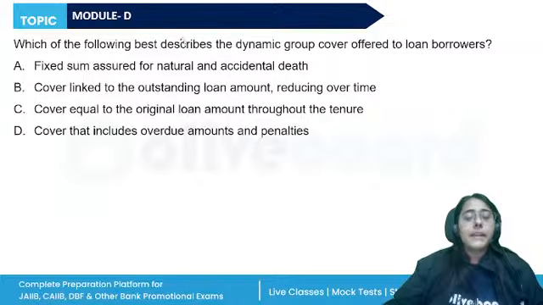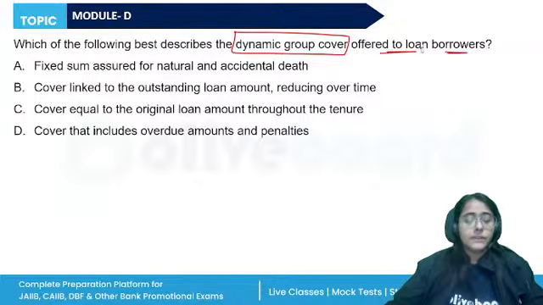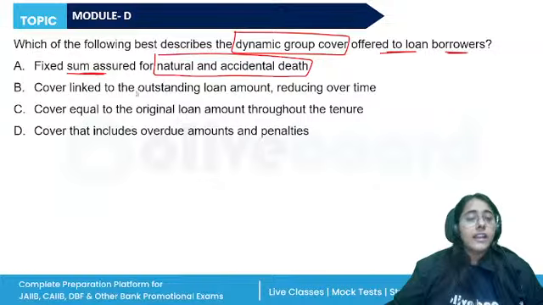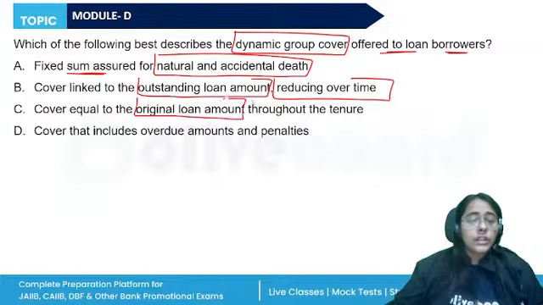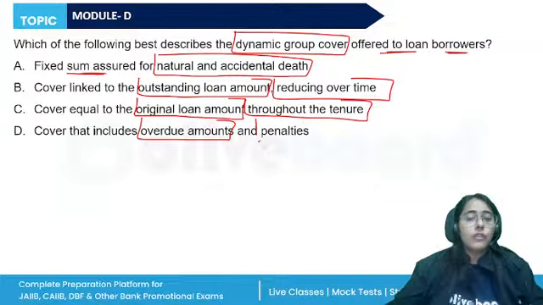Which of the following best describes the dynamic group cover offered to the loan borrowers? When we are talking about insurance, group insurance is also offered. Which statement is correct about the dynamic group cover? Fixed sum assured for natural and accidental death, cover linked to the outstanding loan amount reducing over time, cover equal to the original loan amount throughout the tenor, cover that includes overdue amounts and penalties.